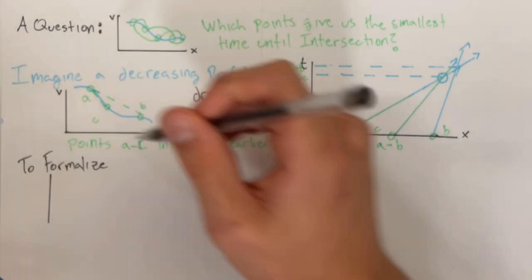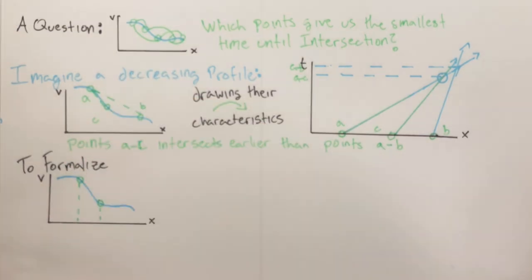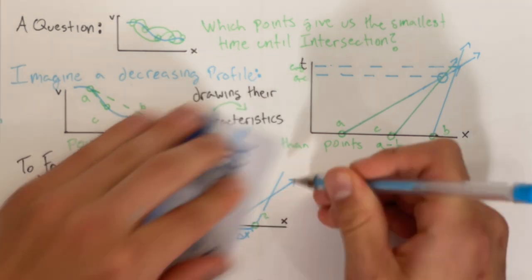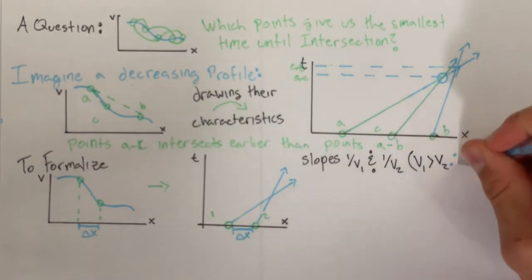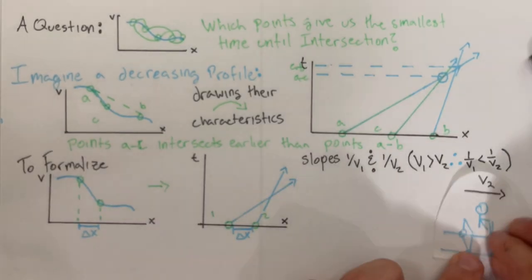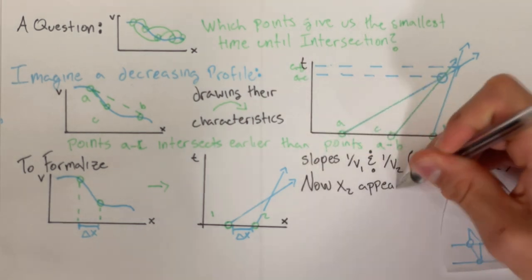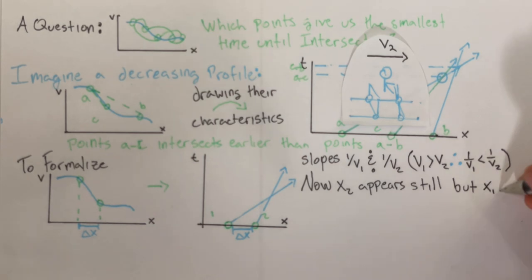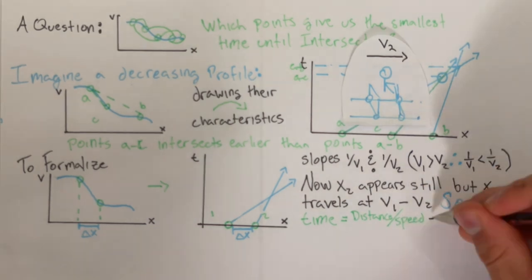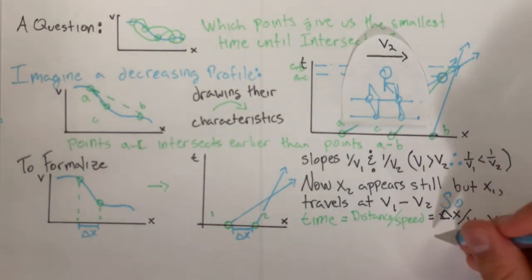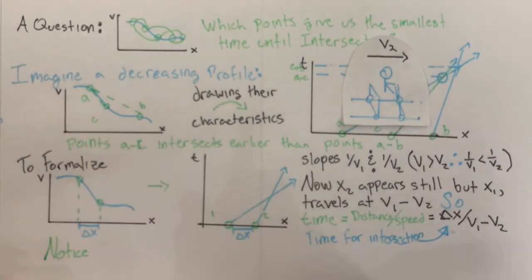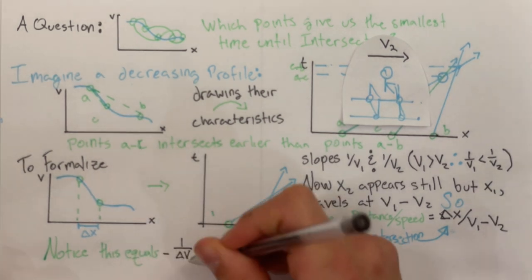We can do some algebra to formalize this. Choose two points that have a separation of delta x and two different slopes in the x-t plane, 1 over v1 and 1 over v2. Since v1 is greater than v2, 1 over v1 is less than 1 over v2, and therefore the lines intersect. Now, imagine again riding along at a velocity v2 so that point x2 appears stationary. Then point x1 is now moving with velocity v1 minus v2 and travels the distance delta x in a time equal to distance divided by speed equals delta x divided by (v1 minus v2). This is the time for two points' characteristic lines separated by delta x to intersect each other.